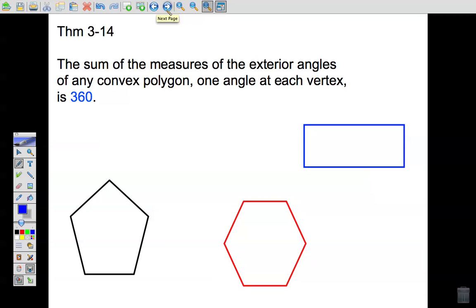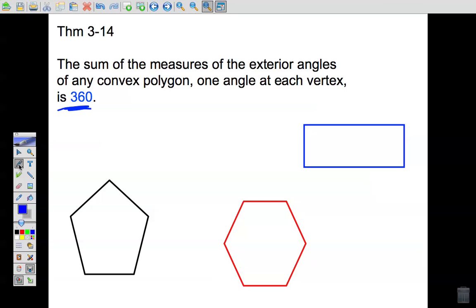Okay, pause this and write down Theorem 314. Now, Theorem 314 says the sum of the measures of the exterior angles of any convex polygon with one angle at each vertex is 360 degrees. And we've already talked about this a little bit.